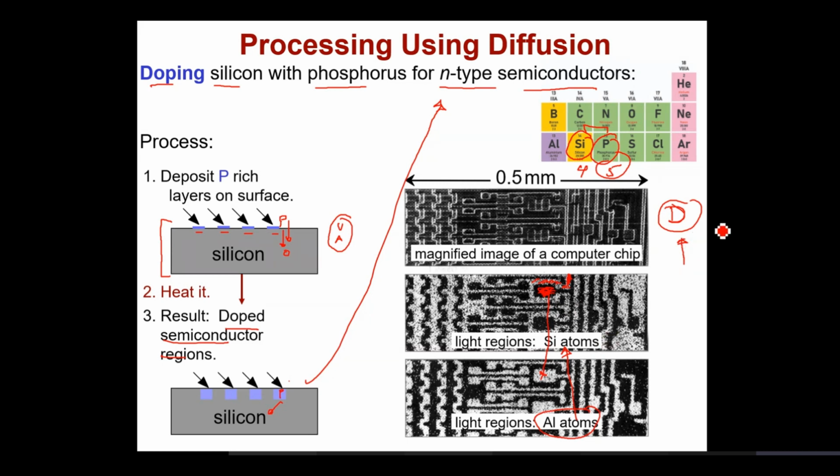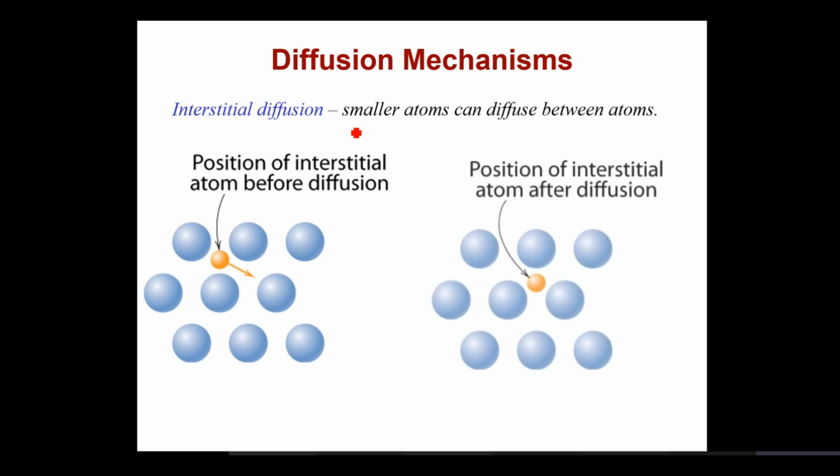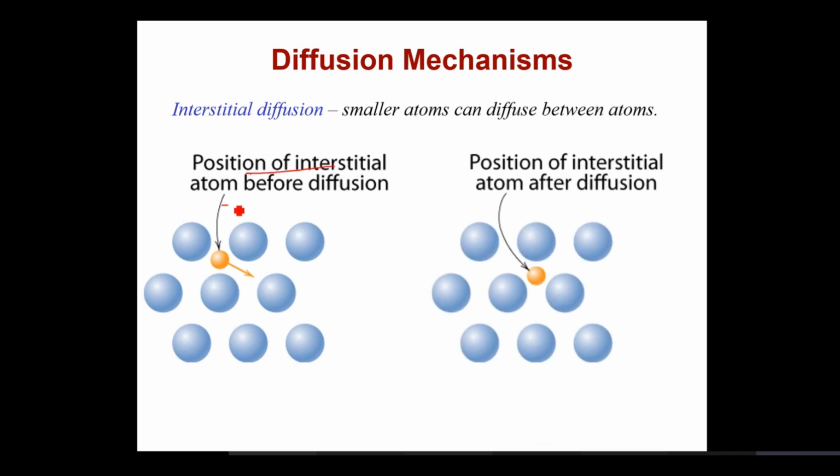But you should know, the higher the value of the diffusion coefficient of an element in another element, the easier and faster the diffusion. Diffusion mechanism, which is the interstitial diffusion mechanism, as the word says, there are smaller atoms that can diffuse between atoms. So the position of the interstitial atom before diffusion, and after diffusion, it is easier for the atom to diffuse within the interstitial positions.